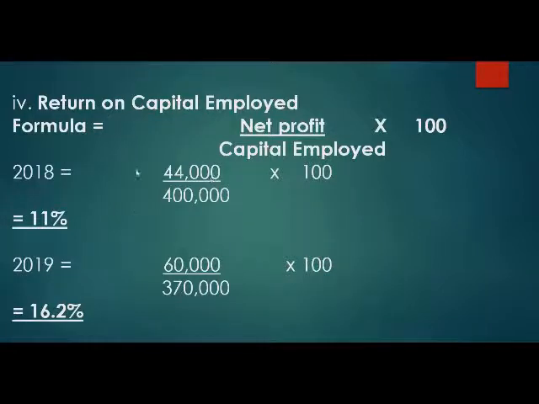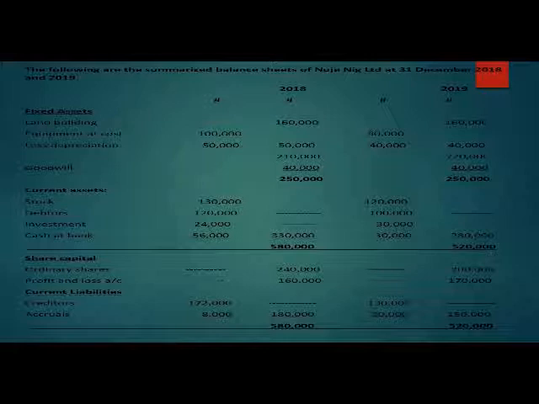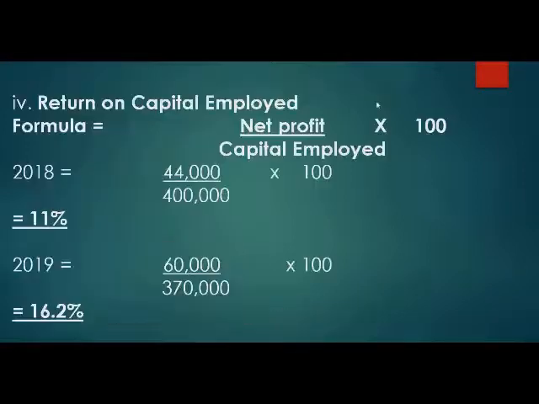So for us to calculate our return on capital employed, let's look at the question once again. This is the balance sheet of Nuje Nigeria Limited. These are their ordinary shares. This is their profit and loss account. And in the additional information, you will see here that the net profit for the year 2018 was 44,000 and 60,000 for 2019. So in our calculation, the net profit of 2018 will be brought forward as 44,000.